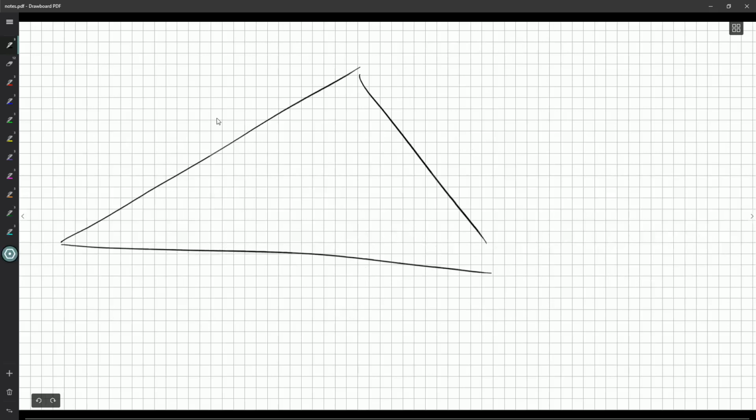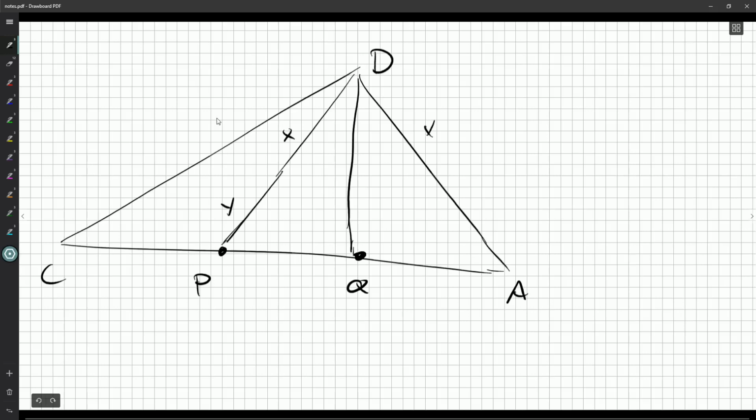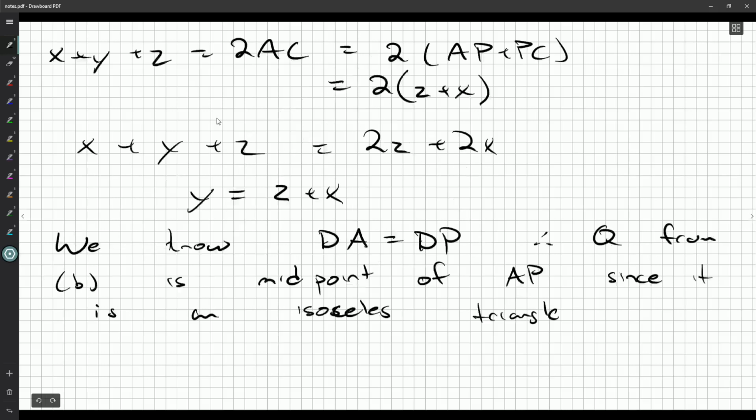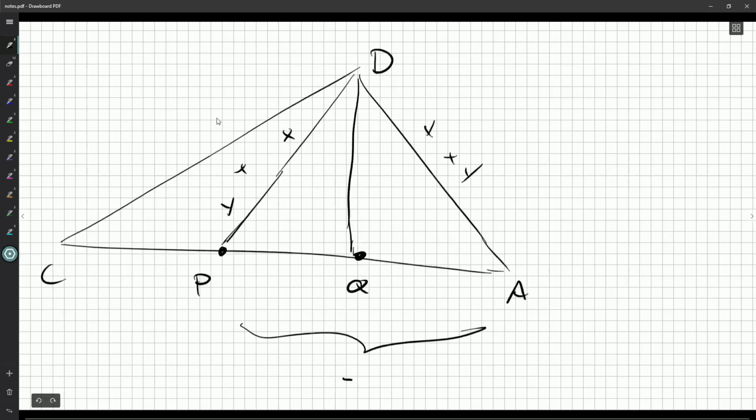So let's just redraw that picture again and see if maybe we can come up with something else to do. So we had Q about here. We had this height. And this is x plus y, and this is x plus y. And this is z, although I guess we could say z is y minus x. And if it's a midpoint, this is y minus x over 2, and this is y minus x over 2.